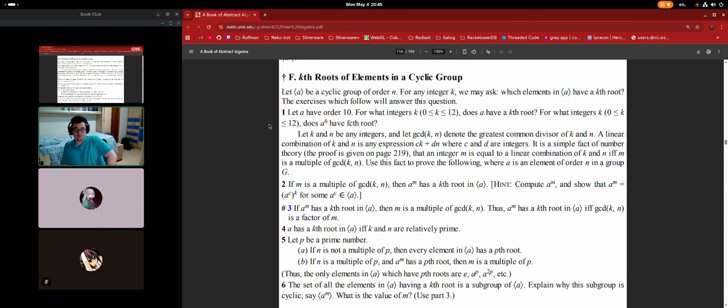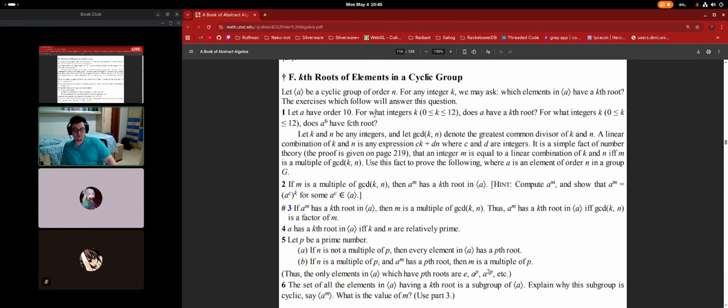Wait, but F1, you know the order of A, so you know that if you have 10 factors of A, you go to identity, right? Which can essentially be isomorphically mapped to modulo 10, as you said yourself. But it's asking for what integers k does A have a kth root? So this is asking what are the k's that, when raised to the power of another number, equal A, right? Yeah.